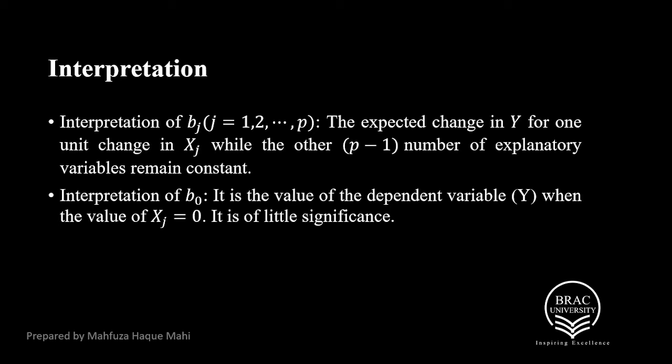Now look at the interpretation of b0 and b1, b2 up to bp. The interpretation of bj, where j equals 1 to p, is the expected change in y for 1 unit change in xj, while the other p minus 1 explanatory variables remain constant. The interpretation of b0 is the value of the dependent variable y when the value of the independent variable is 0. So here the values of all the independent variables need to be 0. It is of little significance.